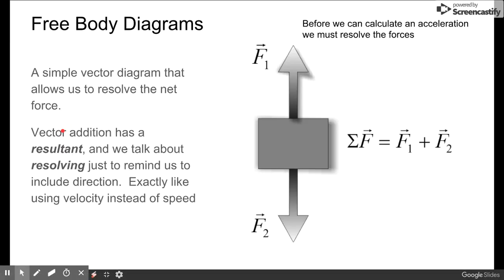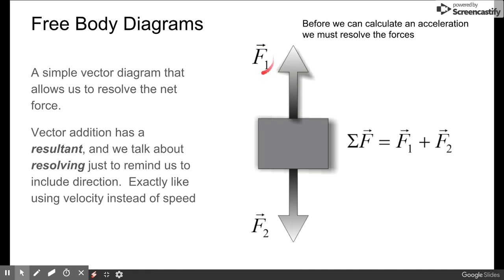So the purpose of a free body diagram is just to resolve all the forces. The terms resolve and resultant are vector terms. When I say let's resolve the forces, I'm just saying add them all up. It's like the difference between the word velocity instead of speed. We're trying to indicate by our terminology: don't forget the direction.